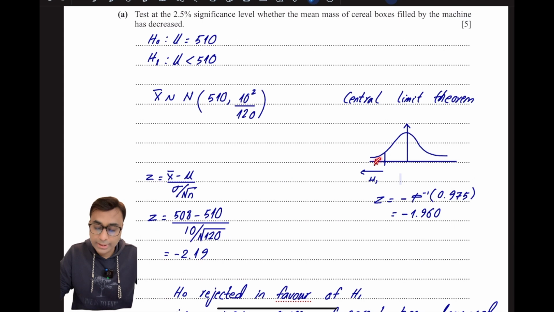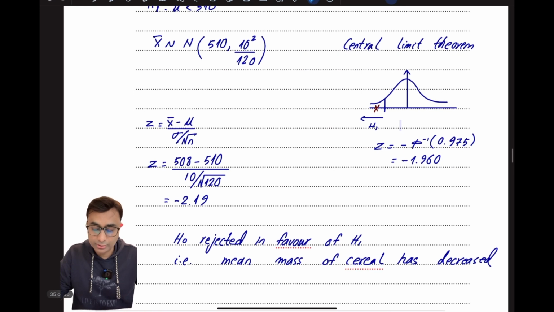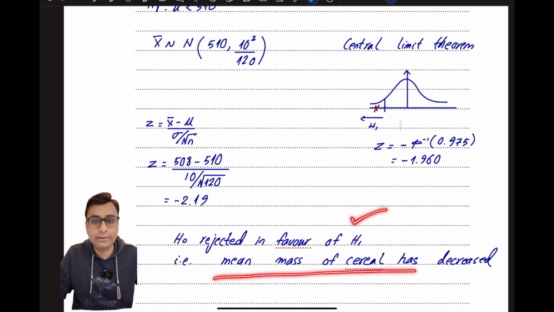Negative 2.19 is smaller than negative 1.960, so it lies in the critical region. H0 is rejected, H1 is accepted, that is the mean mass of the cereal has decreased.